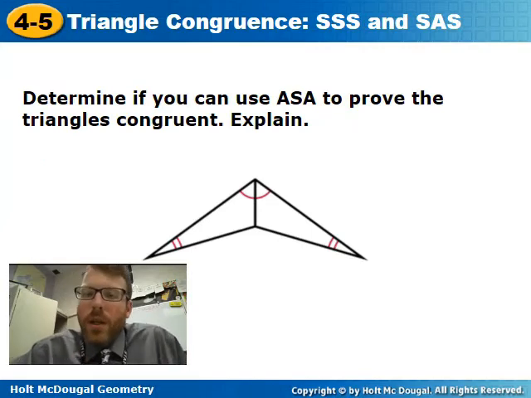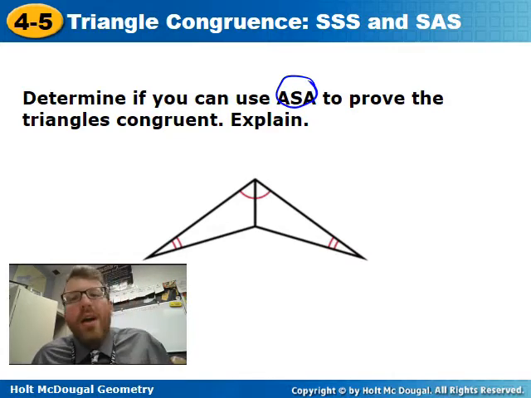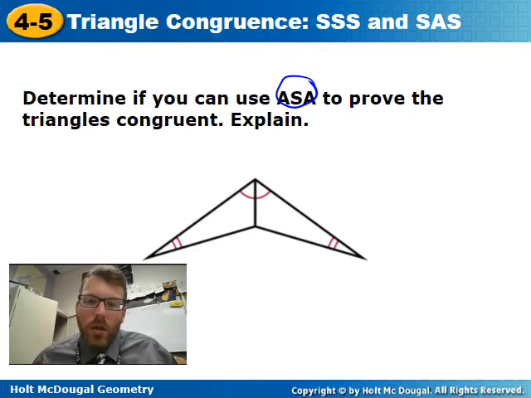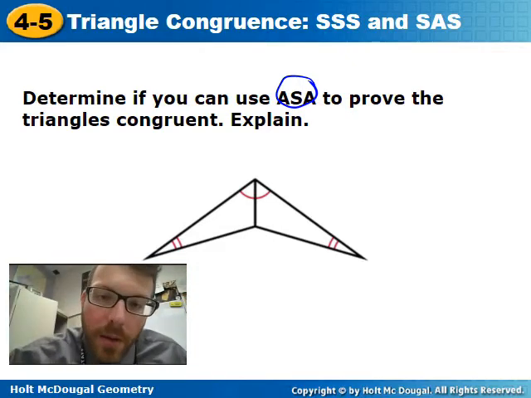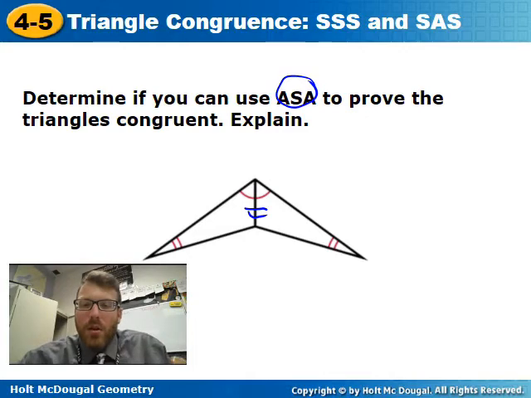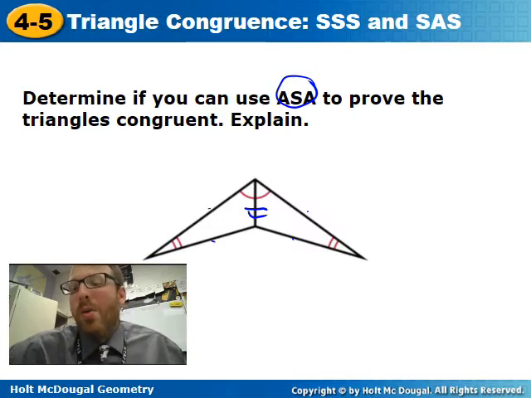Okay, let's determine if we can prove these two triangles are congruent through angle, side, angle. Now remember, the side has to be included. It has to be between the two angles that are congruent. Do you notice any sides that are shared? Well, you should notice that the one coming down through the center is shared. So this is shared, so it has to be congruent. Do I know if any of these other ones are congruent? The answer is no, I don't.